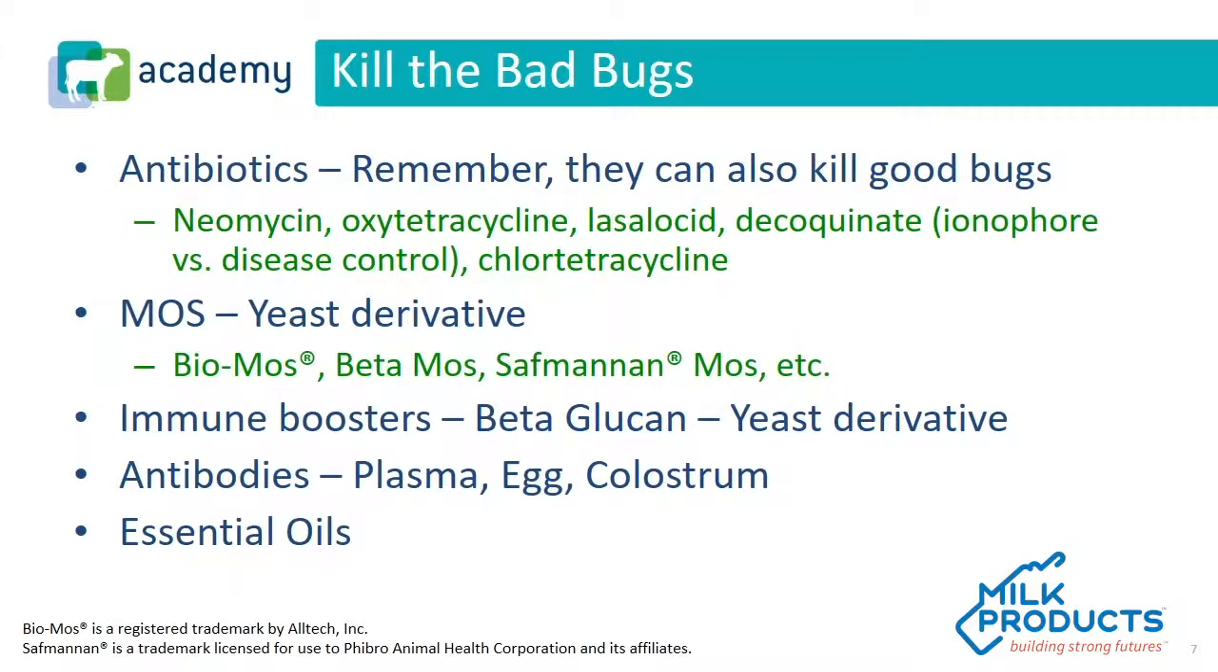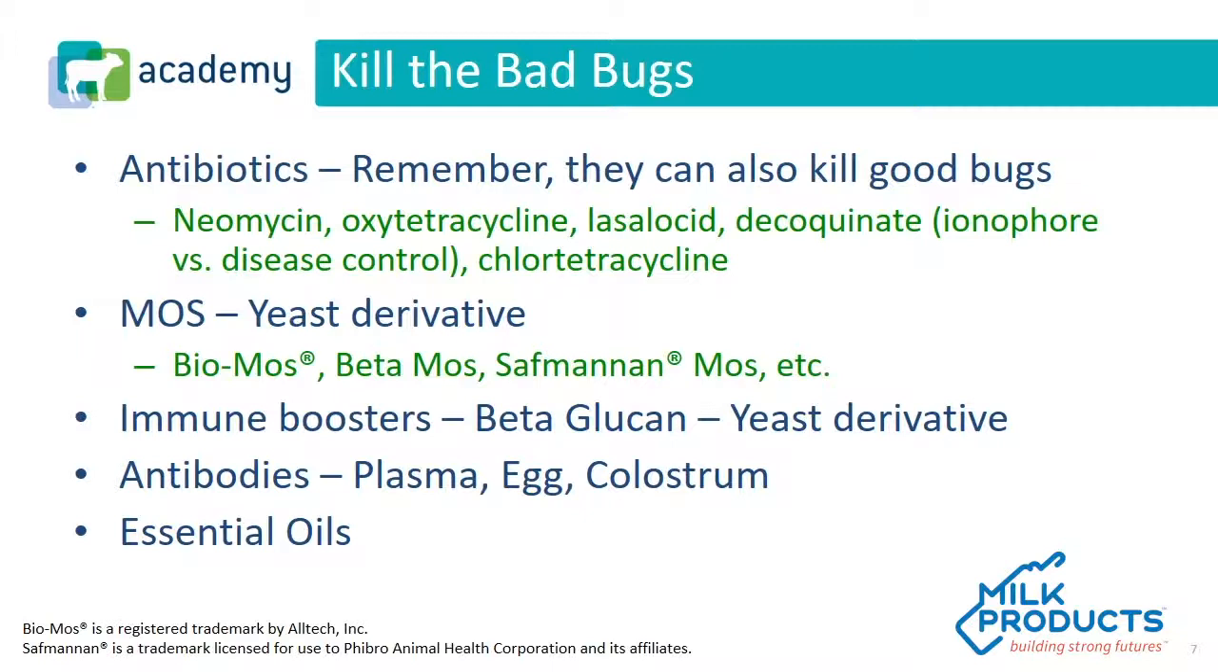Examples of feed additives that kill the bad bugs are first, the medicated feed additives, which would be antibiotics. One thing to keep in mind when feeding the calf antibiotics is that antibiotics also affect the good bugs or the microflora population. One should consider, when they treat with antibiotics, recolonizing with good bugs, and we'll discover how to do that later in the presentation. Examples of antibiotics that are added to milk replacers are neomycin, oxytetracycline, lasalocid, which is also known as Bovatec, decoquinate, which is also known as Deccox.